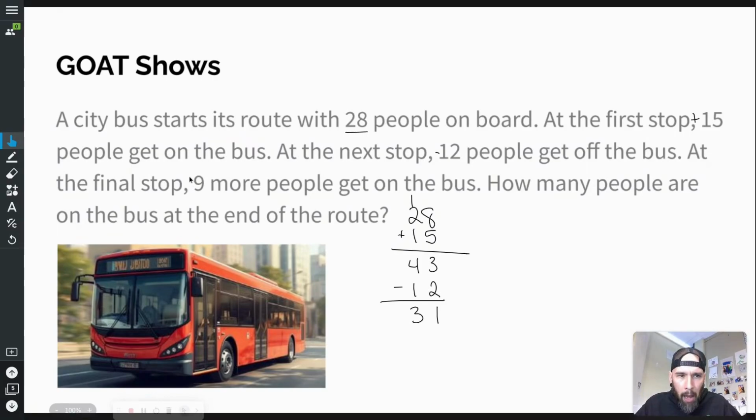At the final stop, 9 more people get on the bus, so we're going to add 9 here. And 31 plus 9 is 40. I don't need to do any math trickery. How many people are on the bus at the end of the route? 40 people are on the bus at the end of the route.